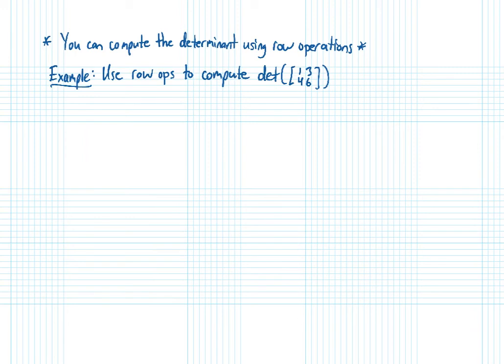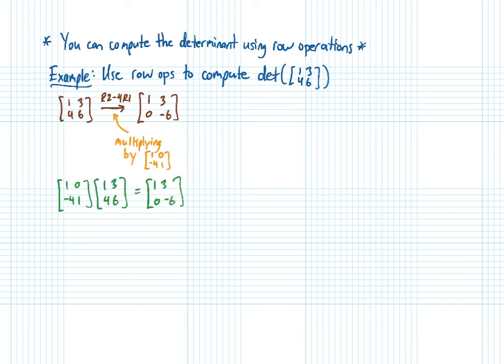Let's suppose we want to use row operations to compute the determinant of 1, 3, 4, 6. Basically, the idea is to do Gauss-Jordan elimination, but keep track of how the determinant changes at every step. In this case, the first step would be to subtract 4 times row 1 from row 2. But remember that doing a row operation is the same thing as multiplying by an elementary matrix. In this case, the elementary matrix is 1, 0, minus 4, 1. And so there's an equation we can write down that corresponds to this step, that the elementary matrix times the original matrix is equal to the resulting matrix.